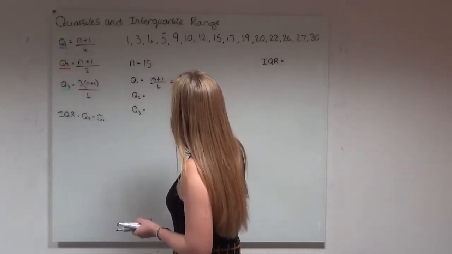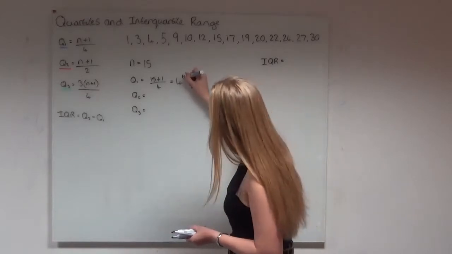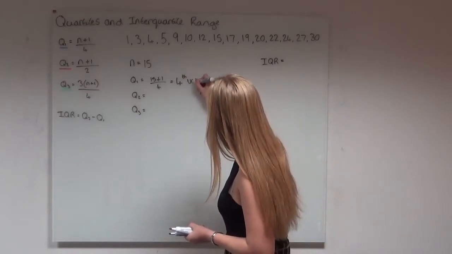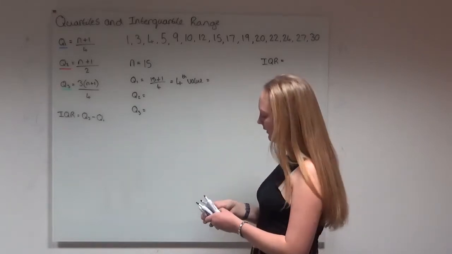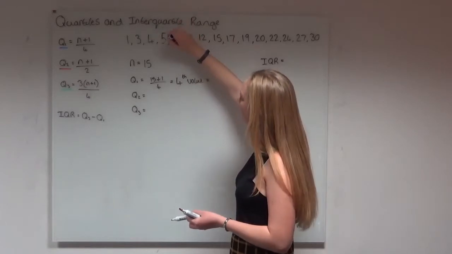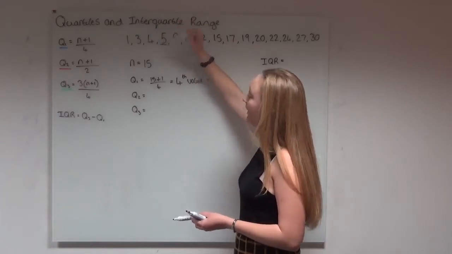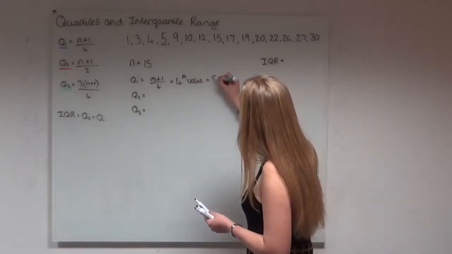Now this comes to a value of 4, so we know here that we're looking for the fourth value in the data set for our first quartile. Because I've got my numbers in order, we simply count across 4 values. So we've got 1, 2, 3 and 4. And that means that the value of our first quartile for this data is 5.